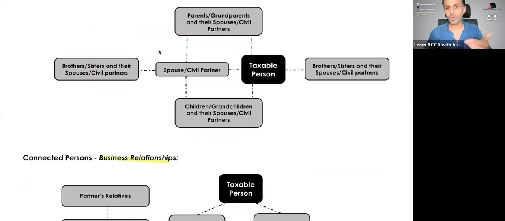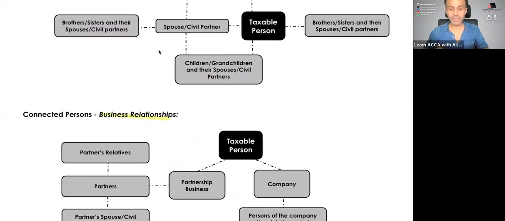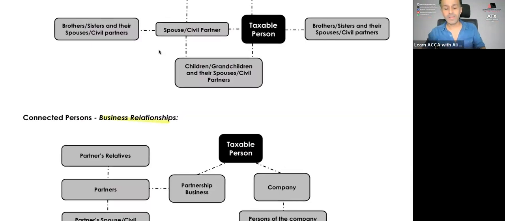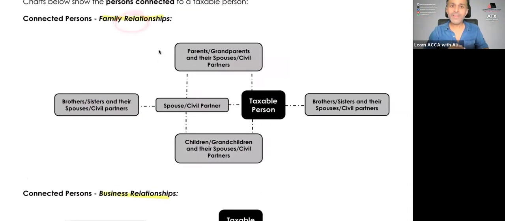Because in regard to my profession, some of the parties can be connected too, meaning the partners that I have in my partnership business, or if I'm a shareholder of a company, then perhaps the other shareholders of that company. In my family, obviously, a spouse should be the most important, closest connected party to a taxpayer, husband to wife, wife to husband.